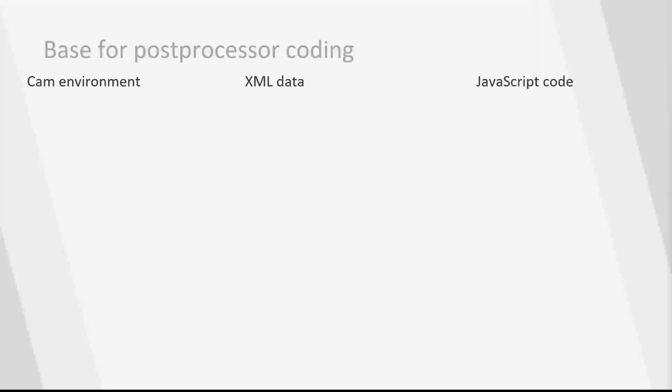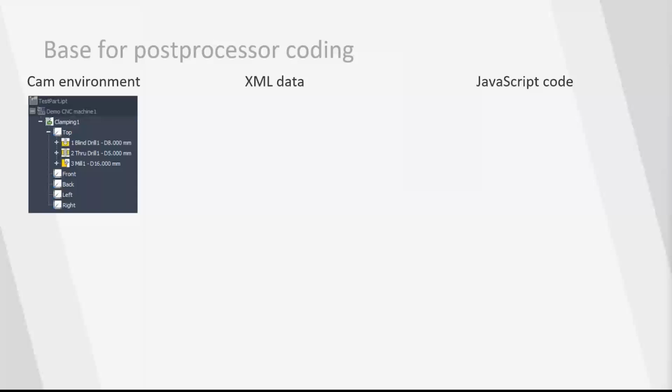So, let's divide our screen into 3 parts. First part is Woodwork CAM environment. Second is the data generated from the test part by XML postprocessor. And third is JavaScript, where we will write a demo code to iterate through data.